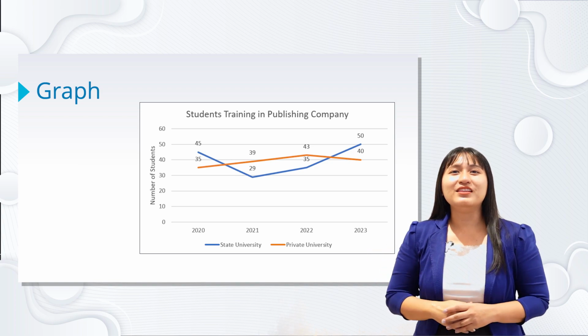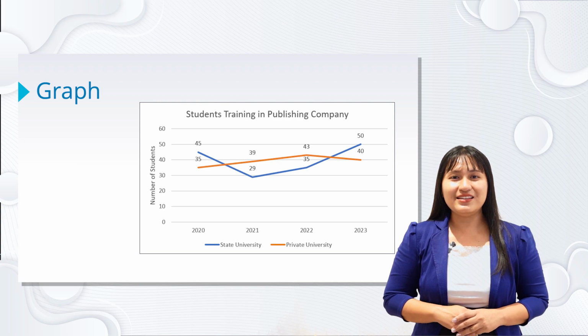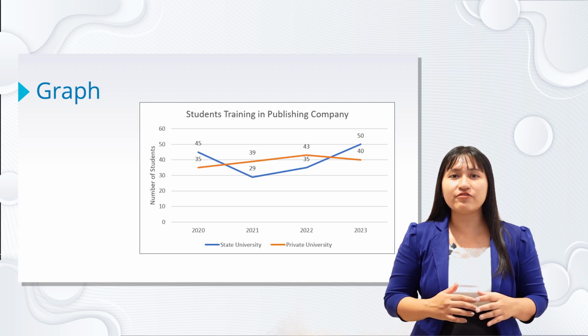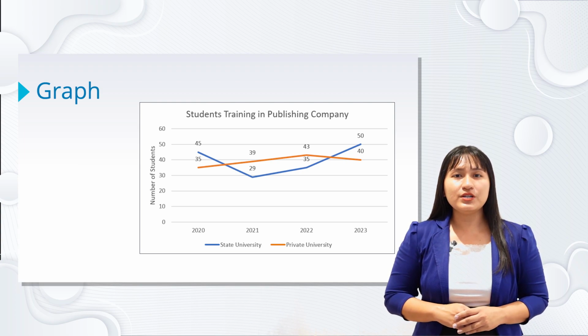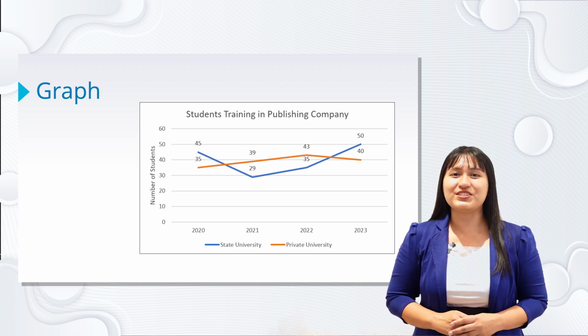And the last but not least is the graph. We can also make a graph like this. So this is an example of a graph of the number of students training in a publishing company from a state university and a private university.